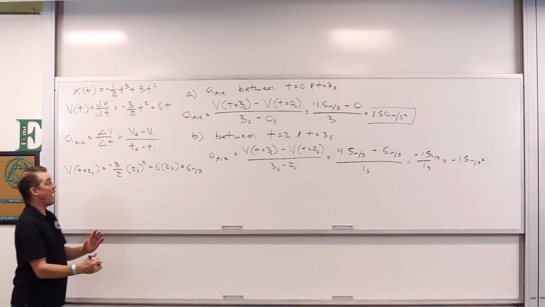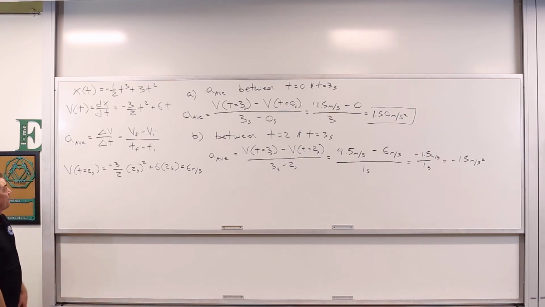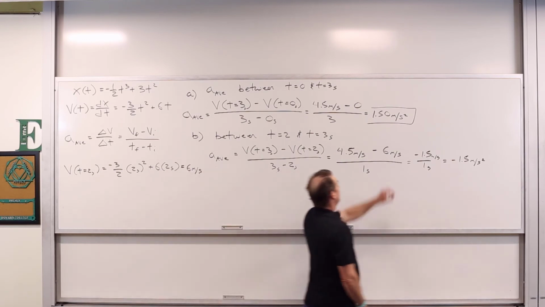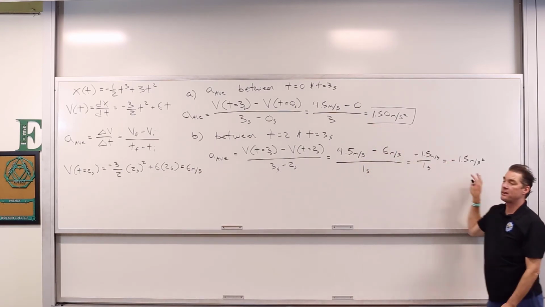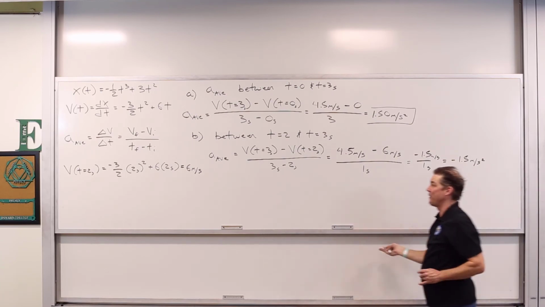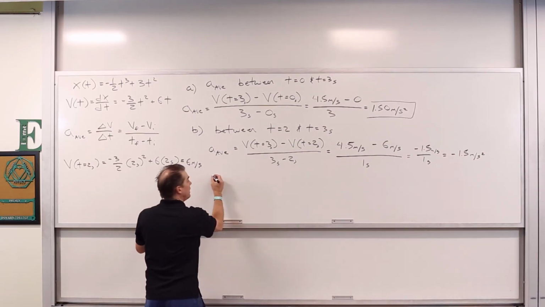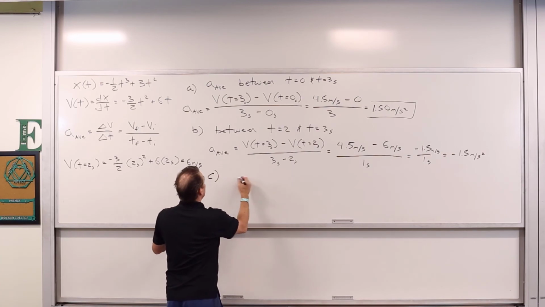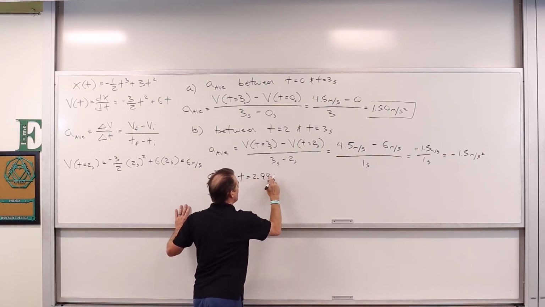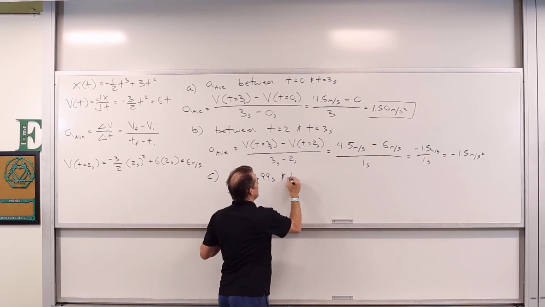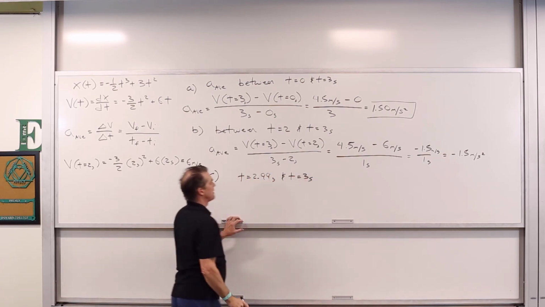So that's a vastly different quantity than we had between t equals 0 and t equals 3. It's the same numeric value, but one's negative, one's positive. This is speeding up, this is slowing down. But these, again, are average values. Now we're doing between t equals 2.99 seconds and t equals 3 seconds.